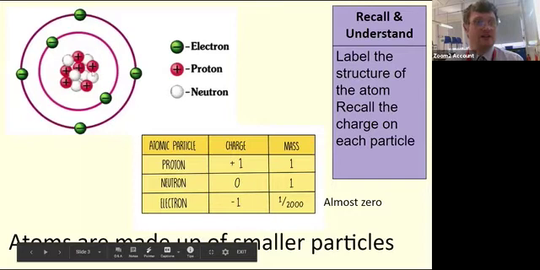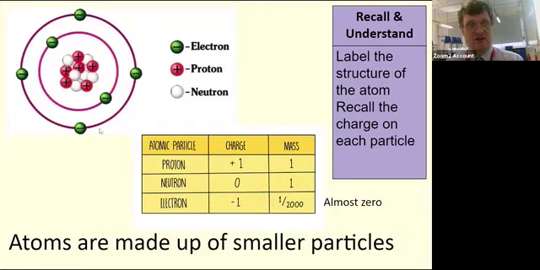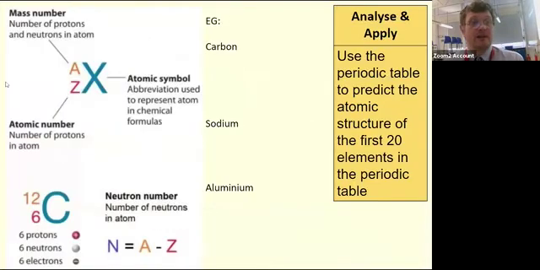So you can see for this atom, this is where all the mass is, and then there are a few electrons around the outside, but they really don't weigh very much. So as far as we're concerned, all the mass is in the nucleus. You need to be able to read a periodic table.